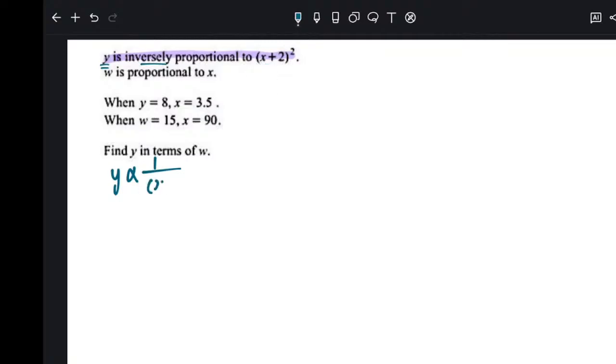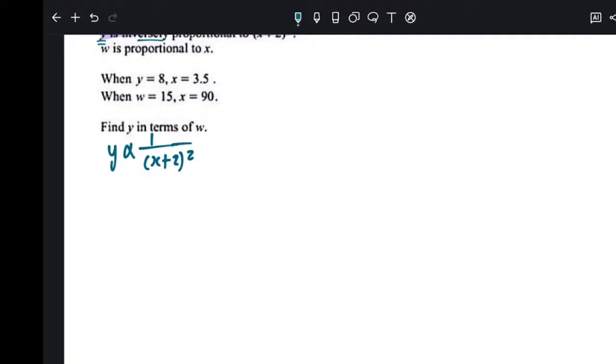So you now say (x + 2) all squared. This is the first step. If you don't have this step, then you're not going to get anything. So this is y is inversely proportional to (x + 2) all squared. Then now you change this. This becomes y is equal to, what did we say the next step is? You remove this fish. You now put a k. k over (x + 2) all squared.